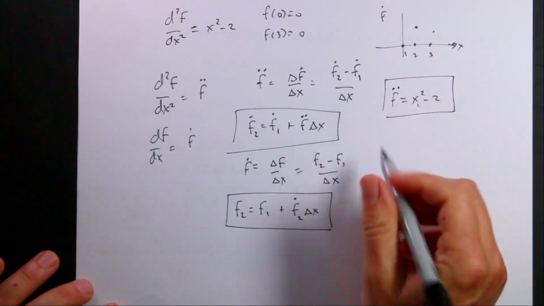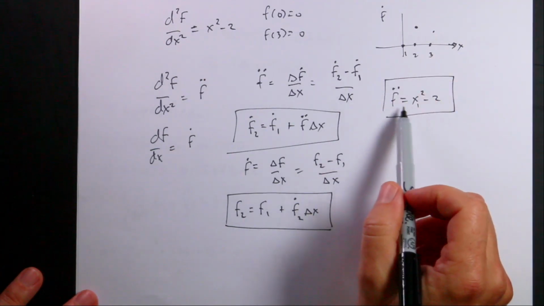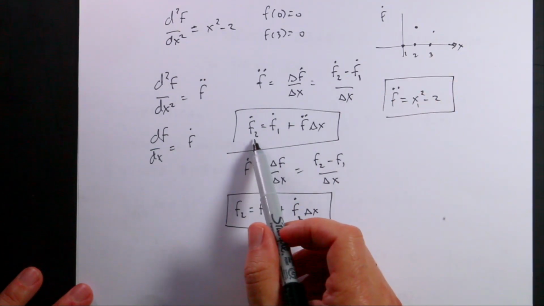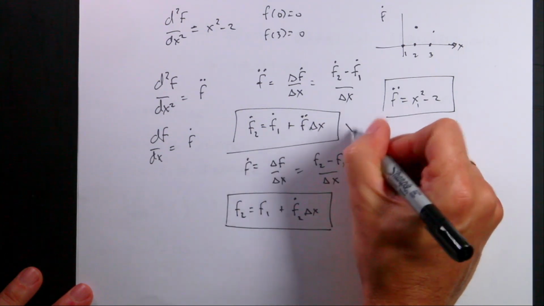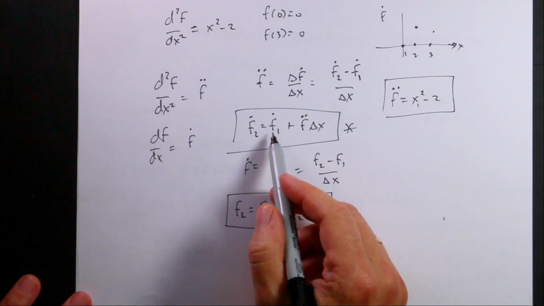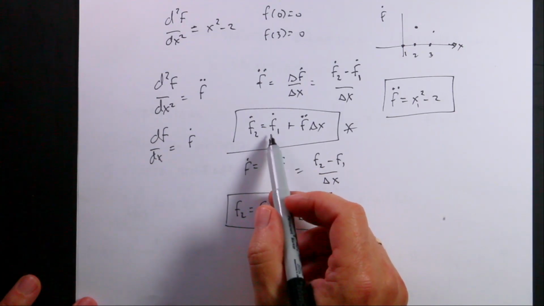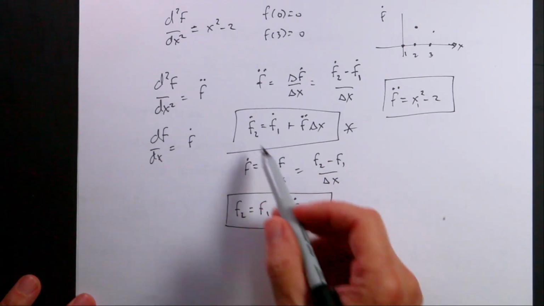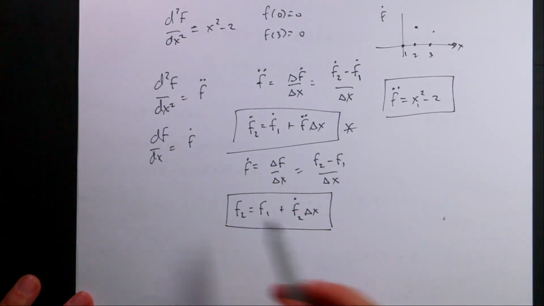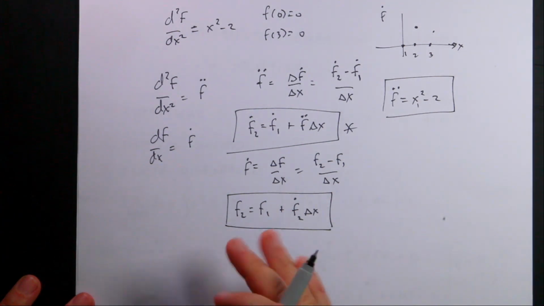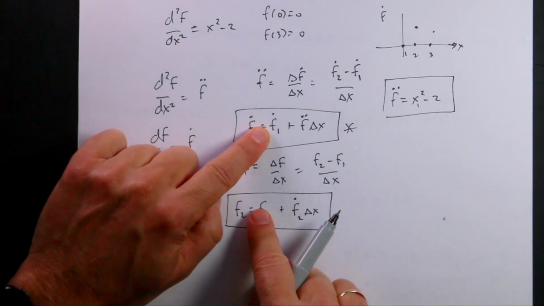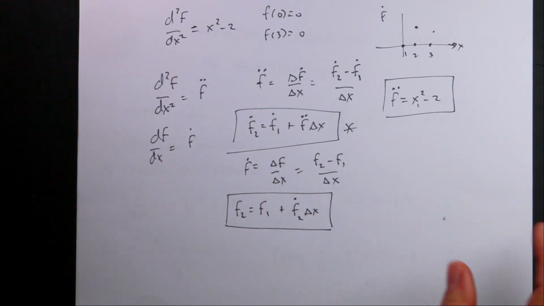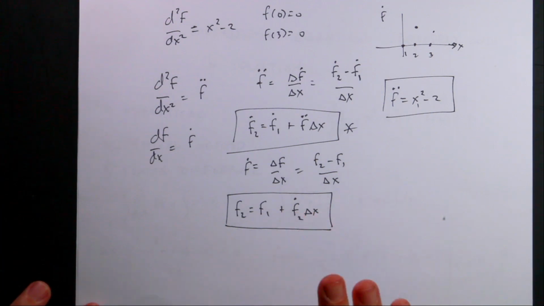Number 1, calculate f double dot. Use that to find f2 dot using f1 dot, and use that to find f2. That's my problem, because I don't actually know f1 dot, but that's fine. If I did, I could find the new f2 dot, and I could use that to find this. Now, this is the normal Euler method. In the Euler method, if I knew f1 dot and f1, I could find all the future f's. Okay, and that'd be pretty cool, but I don't.